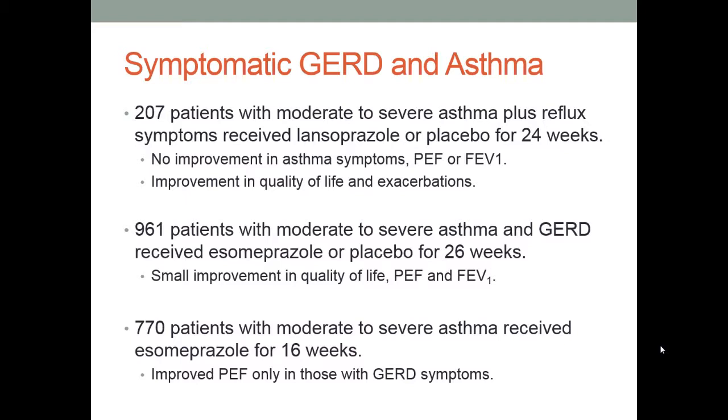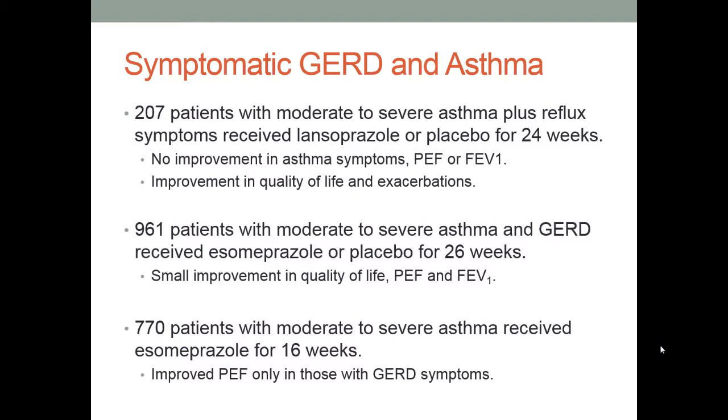So they're all randomized, double-blind, placebo-controlled trials. You can see the number of patients there in each trial. And they're all patients with moderate to severe asthma with reflux symptoms that were randomized to either placebo or a form of a PPI, either lansoprazole or esomeprazole, for at least a few months.